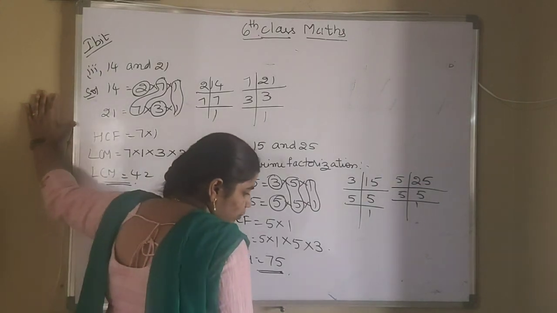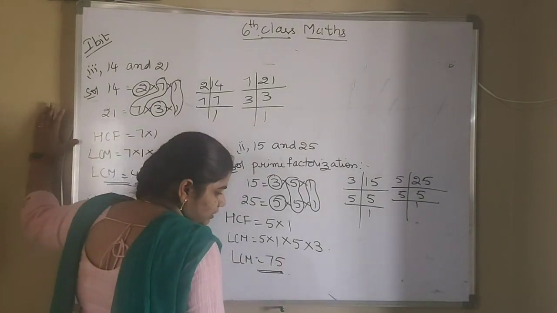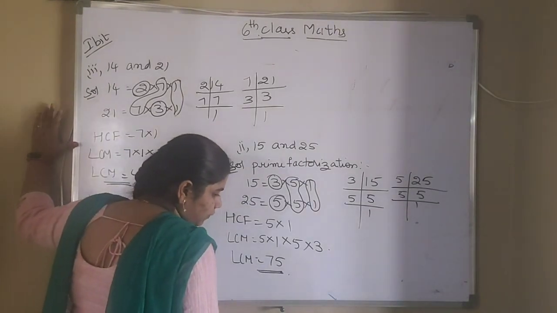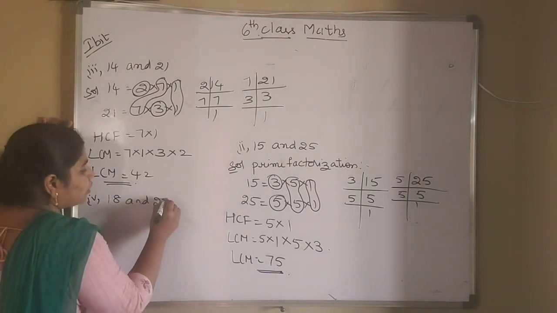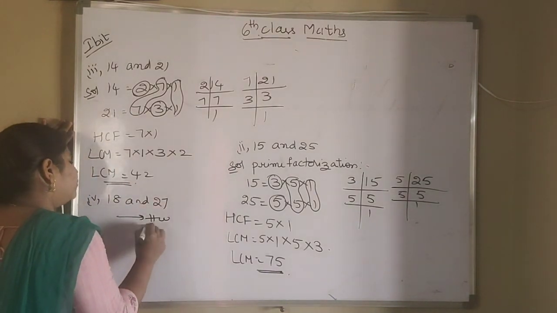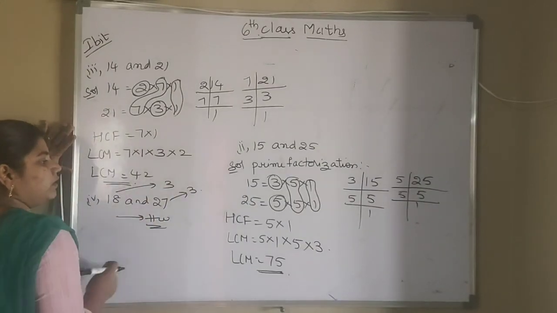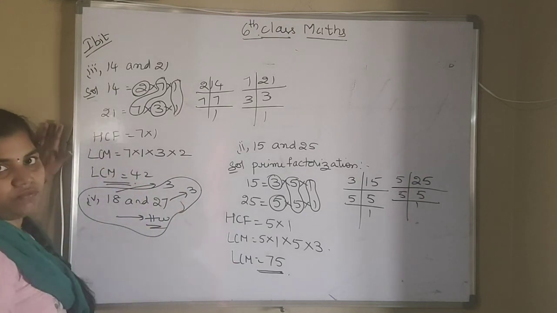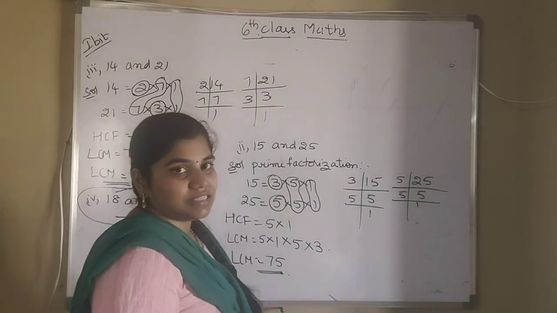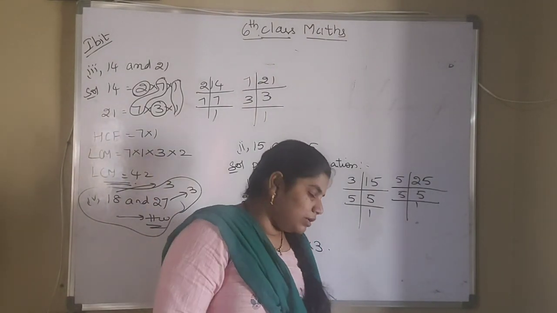Okay. So the next one, the fourth one, you try it as homework. The next 2 bits I will tell here itself. 18 and 27: you try this 18 and 27 as homework. 18 will also go in the 3 table, 27 will also go in the 3 table. So you try this one as homework. Okay, so with this our class is completed. Again in the next class we will continue other problems. Thank you.